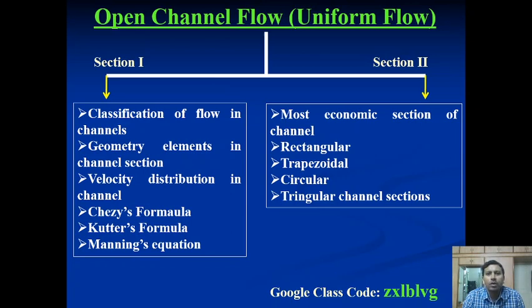So these are all the questions and queries we have: which type of section is most suitable for the construction of man-made structures. At that time we are going to refer to the most economic channel section, starting from rectangular channel sections, trapezoidal channel sections, circular channel sections, and triangular channel sections. So these are the contents divided in Section 1 and 2.